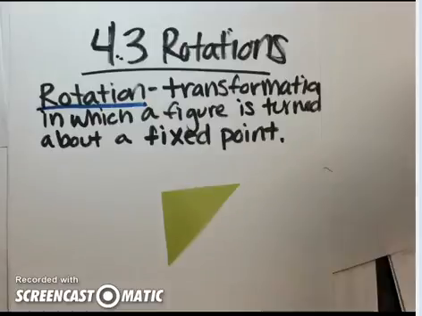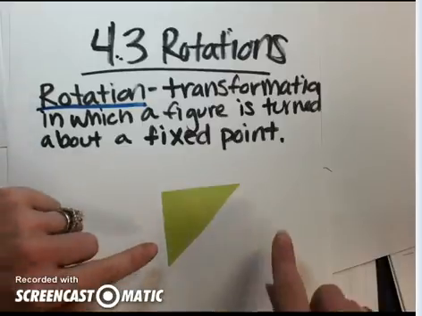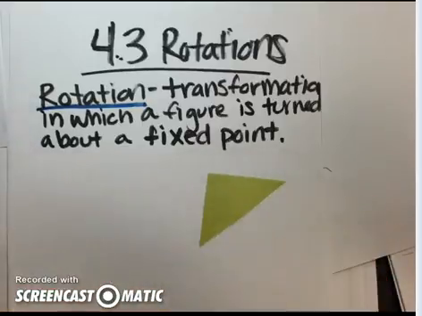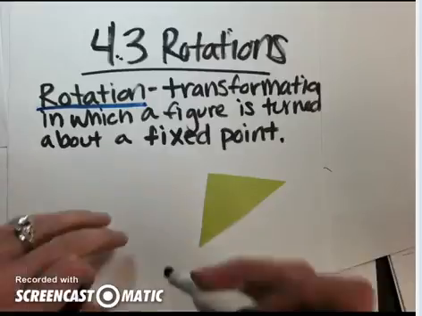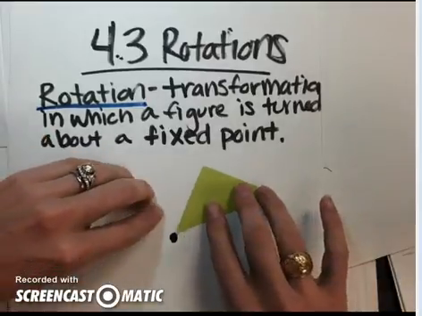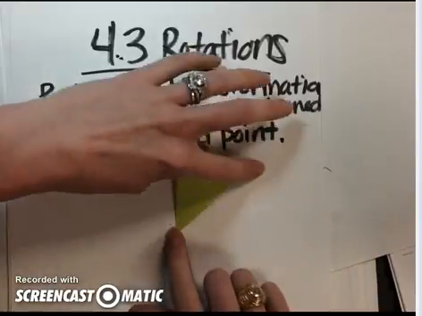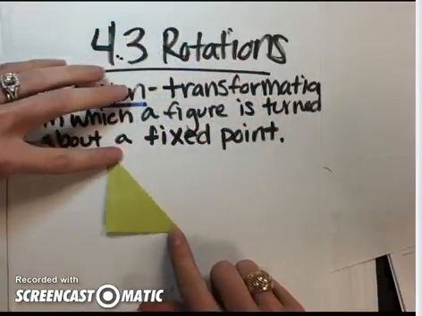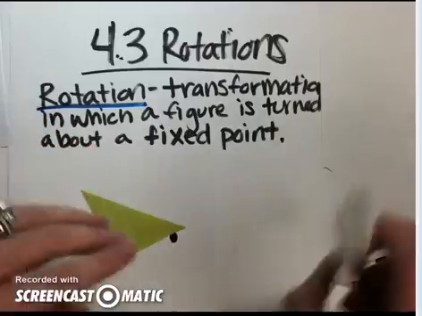Okay, we're talking about 4.3 rotations today. Rotation is a transformation in which the figure is turned about a fixed point. If you look at my nice little green triangle here, we have a fixed point that it's going to be rotating around, and we always go counterclockwise. That's really important. Let's write that down.